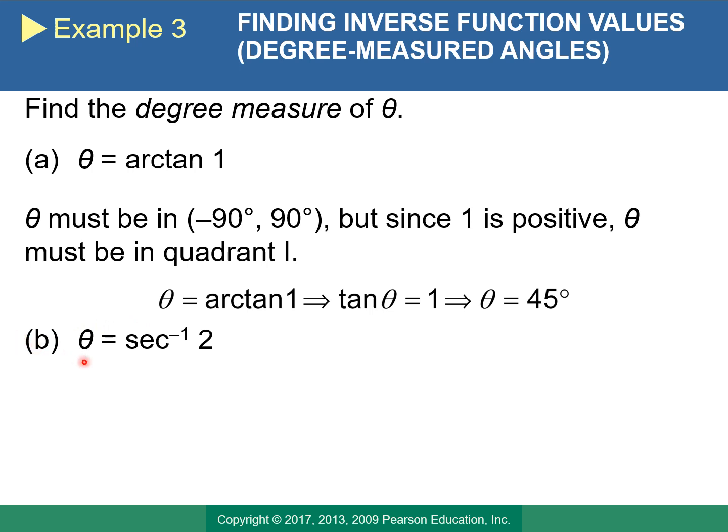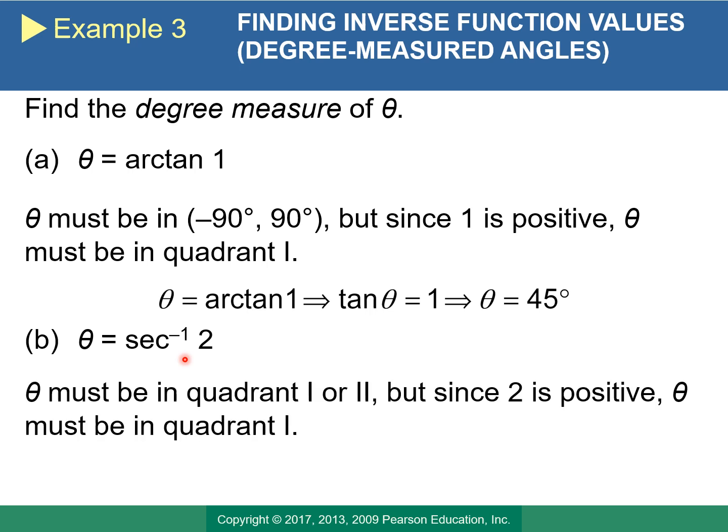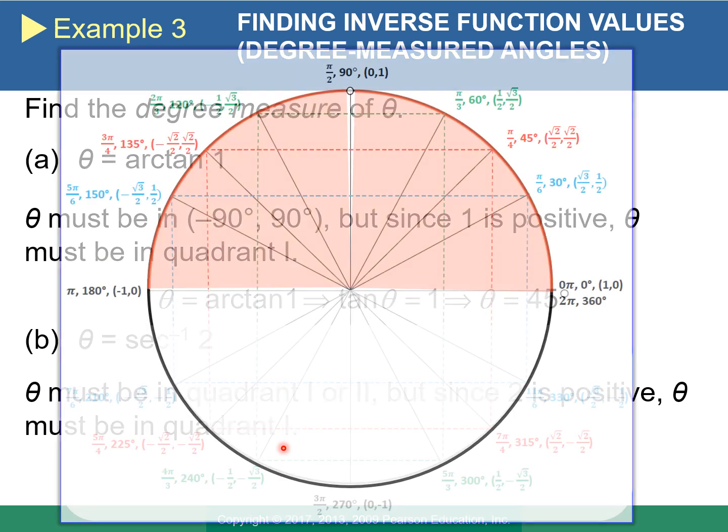Part B, we want theta where theta equals secant inverse of 2. So we want to figure out secant of what angle equals 2. Now, for secant inverse, our outputs would give us values in between quadrants 1 and 2. And now because this is a positive value in quadrants 1 and 2, we only actually look at quadrant 1 because secant is positive in quadrant 1. So thinking about your unit circle, you want to think about secant of what angle in quadrant 1 equals 2.